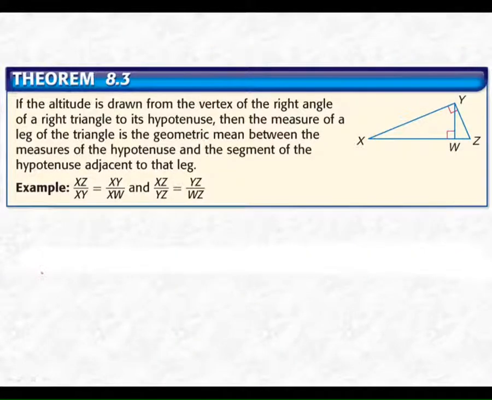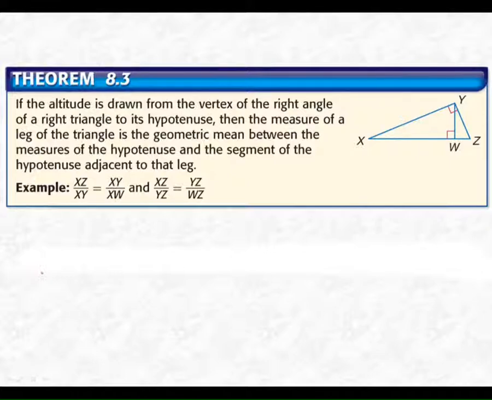The last theorem in this chapter, 8.3, is a little more complex, but there's multiple ways we can do this. It says if you have an altitude of a large right triangle, just like we have here, you can find one of the legs of the large triangle. You can find either this leg or this leg by taking the geometric mean of the hypotenuse, which is the largest side, and the piece of the hypotenuse that touches that leg, or that's adjacent to that leg.